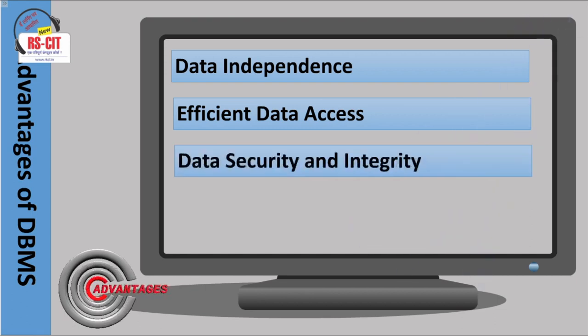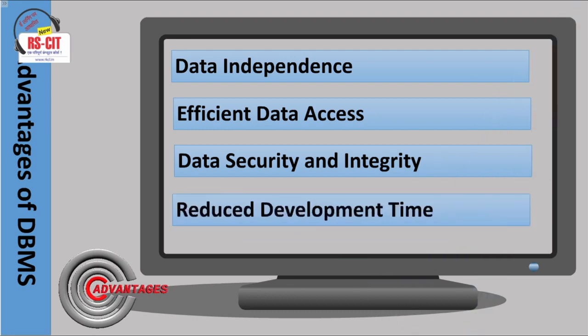Data security and integrity. If data is always accessed through the DBMS, the DBMS can enforce integrity constraints on the data. For example, before inserting payment information for a vendor, the DBMS can check that the department budget is not exceeded. Also, the DBMS can enforce access controls that govern what data is visible to different classes of users.